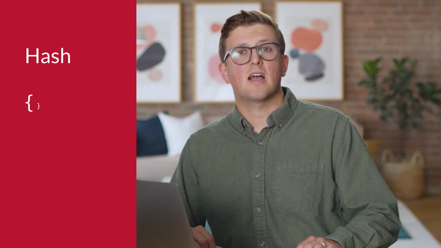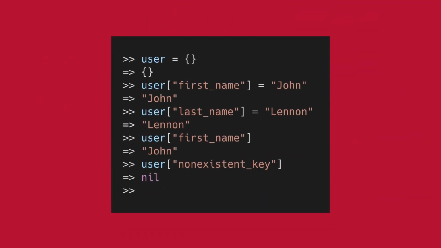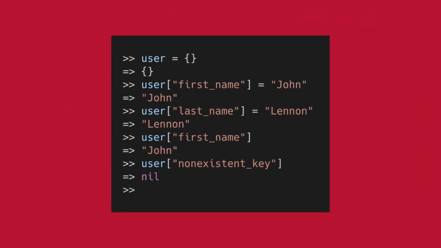In Ruby, empty hashes are represented by curly braces. In our example, we have a user variable, and we assign an empty hash simply by typing open curly brace, close curly brace, nothing in between.